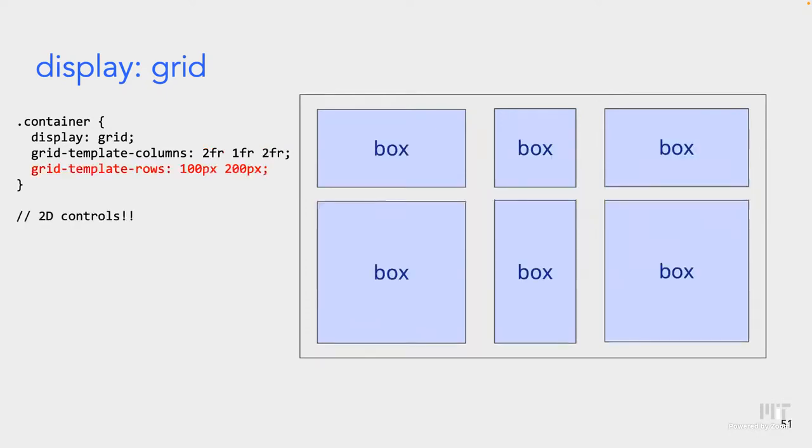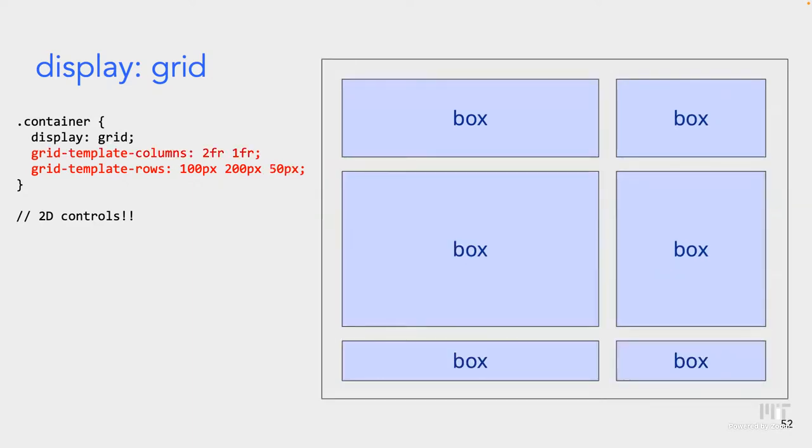And then same idea for rows, except use the property grid template rows. If we want to have 2 rows, you can specify 2 different values for grid template rows. In this case, we have 100 pixels for the first row. So we have a height of, arbitrarily, 100 pixels. And then the second row being twice as tall. And then this is just another example of the different ways that you can customize that.